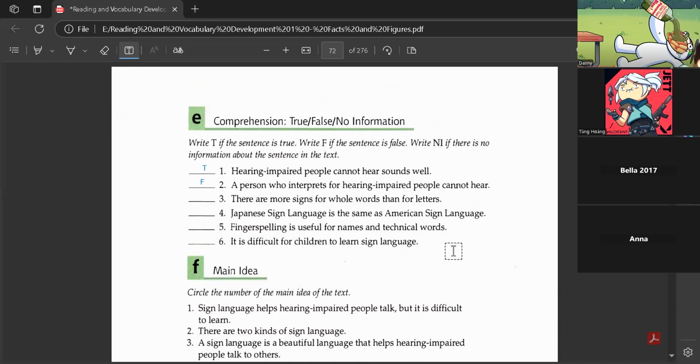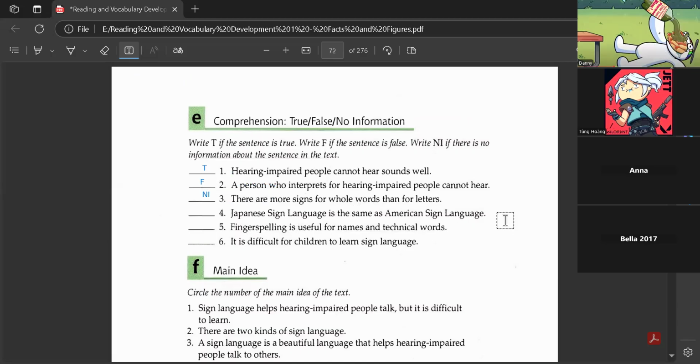Okay, number 3, let's invite Danny. I think it's no information. There are more signs for whole words. Yeah, no information. They didn't mention it in the text. It's no information. Very nice, Danny.